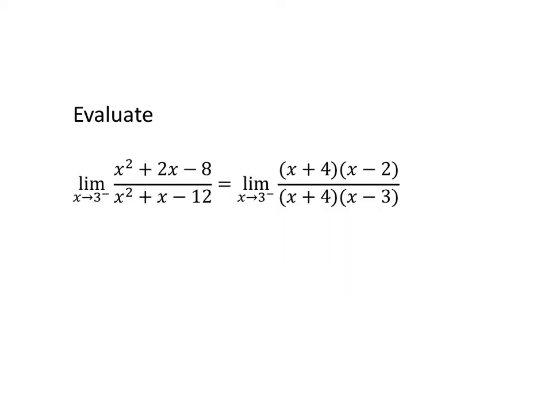So how does this apply to limits? Let's look at an example here. We're going to have the same function as before, but now we're going to ask for the limit as x approaches 3 from the left-hand side. Well, we factor this, and again we get to the point where we can cancel the x plus 4's out, and we're left with x minus 2 over x minus 3.